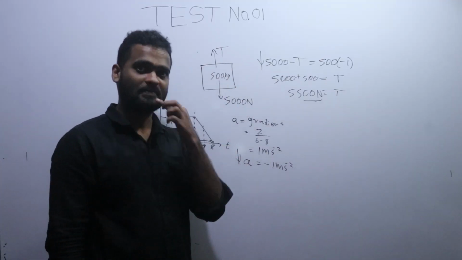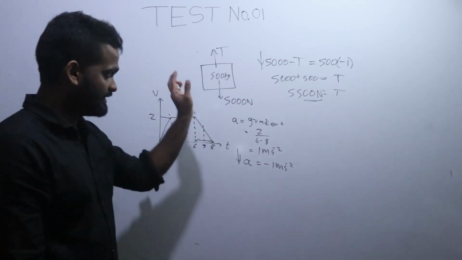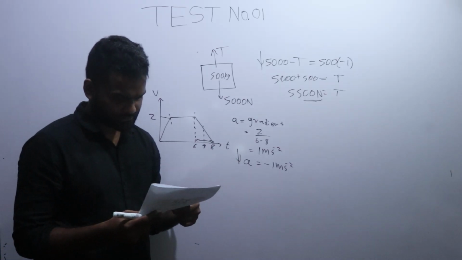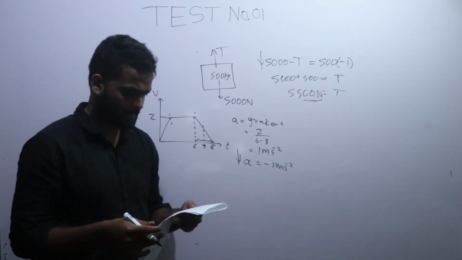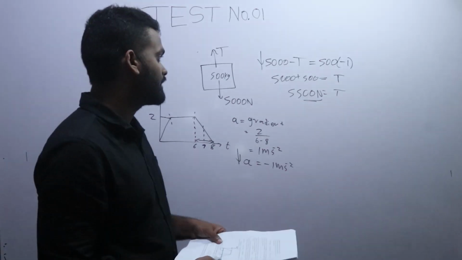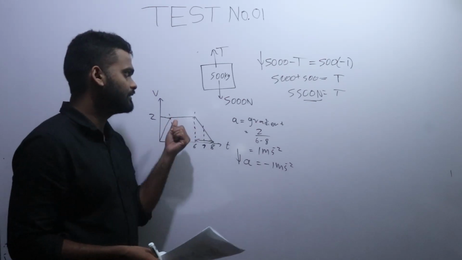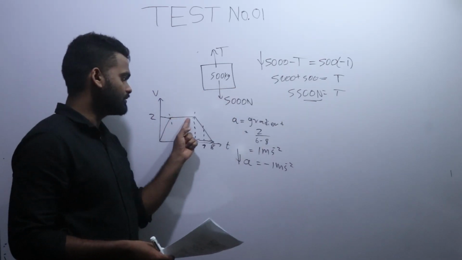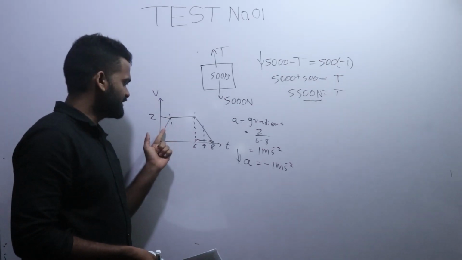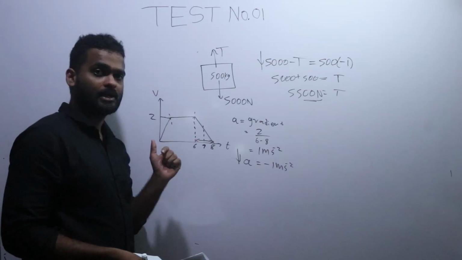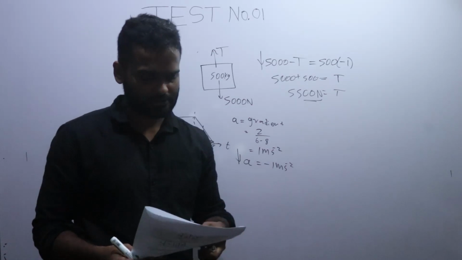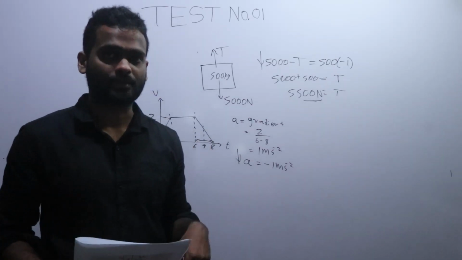So this is what they ask, the tension when it is decelerating. So the answer should be 5500, the first one. First one is the answer. If they ask the tension when it is at constant velocity or when it is accelerating downwards, you just have to figure out the acceleration in each part, then just apply F equals ma to that particular instant. That is what you have to do if they ask for that as well.